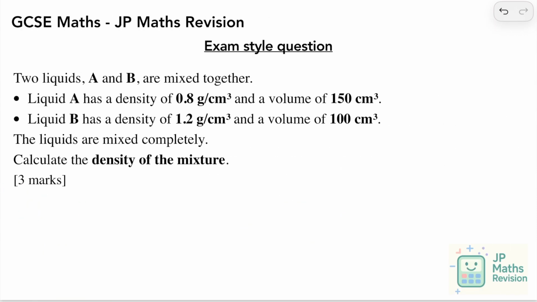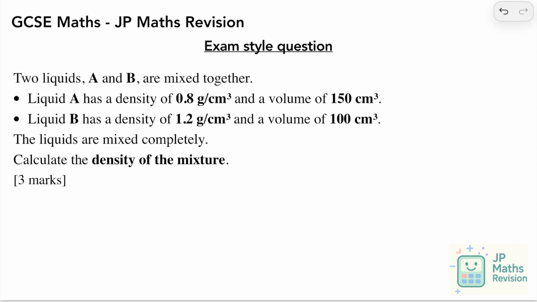Here's an exam style question. So we have two liquids, A and B, mixed together. A has a density of 0.8 grams per cubic centimetre and a volume of 150 cubic centimetres, and B has a density of 1.2 grams per cubic centimetre and a volume of 100 cubic centimetres. So the liquids are mixed and we need to calculate the density of the mixture.